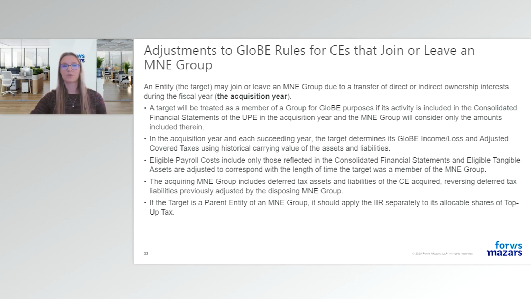So what this means is special rules are going to be required to determine whether that target should apply the income inclusion rule for all or part of a year, because the application of the income inclusion rule by the target depends on whether the controlling interest is held by a group that is subject to a qualified IIR. The target is going to apply the IIR separately to its allocable shares of top-up tax in the low tax constituent entities that are determined for each group.